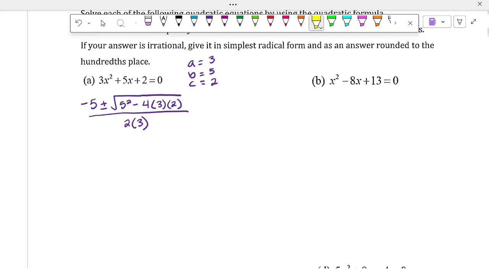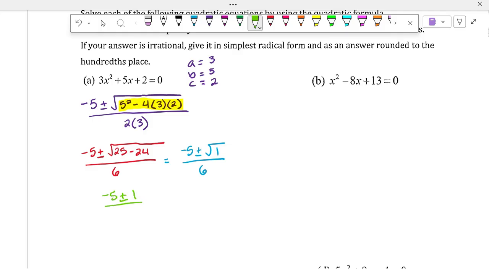So now that we are simplifying, let's start with what's under the radical first. I'm going to rewrite this as -5 plus or minus. What's 5 squared? 25. What's -4 times 3? -12 times 2, -24, yes. All over 6. And then what's 25 minus 24? 1. So this would be -5 plus or minus the square root of 1 over 6. Well, what's the square root of 1? 1. So this is -5 plus or minus 1 over 6.